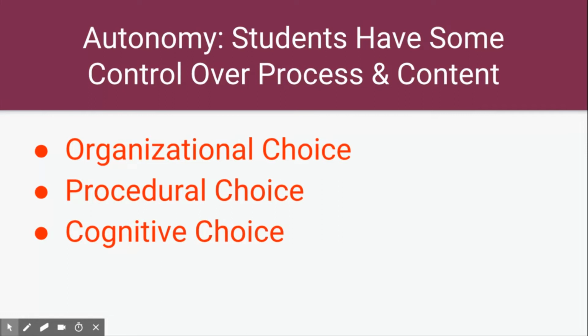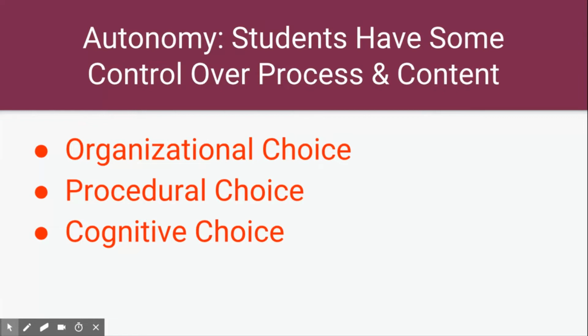Three types of choice enter into this. One is organizational choice. Where do you want to sit? Who do you want to be in a group with? Second is procedural choice. Okay, here are two essay prompts. You pick one to respond to. What researchers have found to be the choice that really generates the most intrinsic motivation is called cognitive choice.